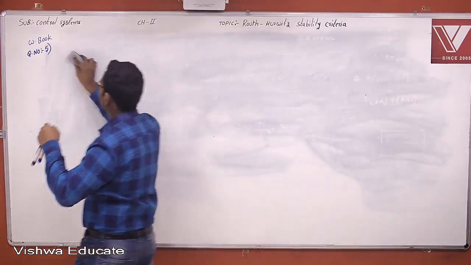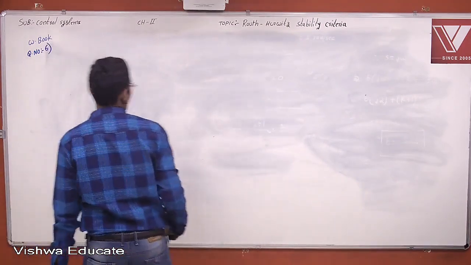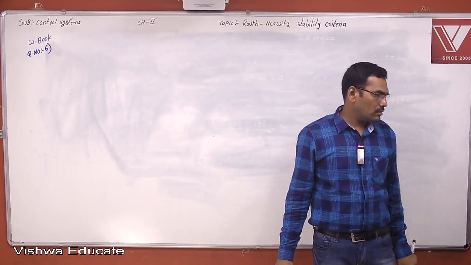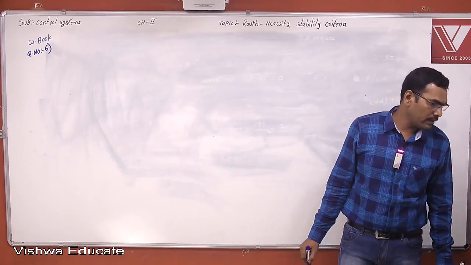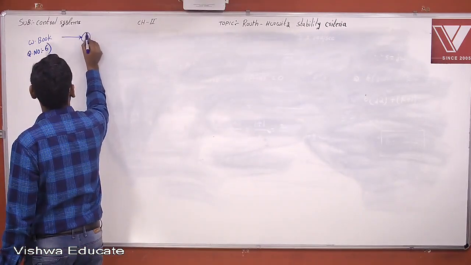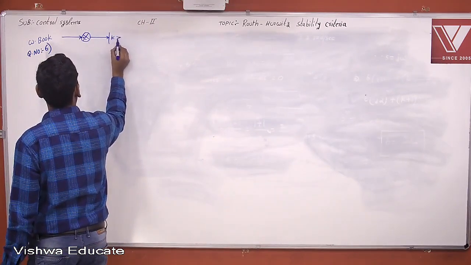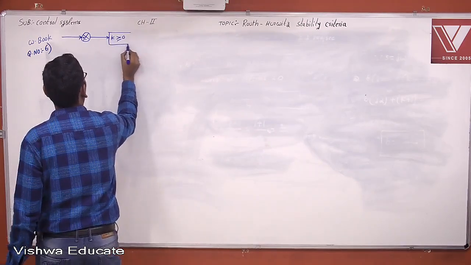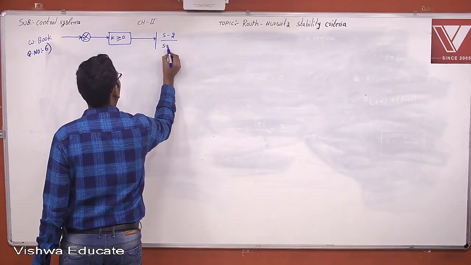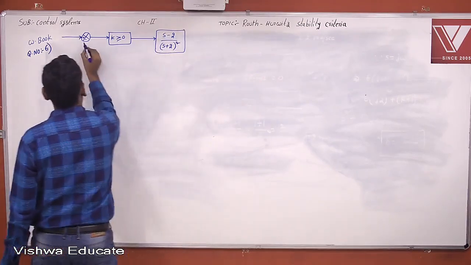Now question number 6 in our classroom workbook. I think he is giving some block diagram. A system, by considering the following block diagram. This is the block diagram which is given to you.